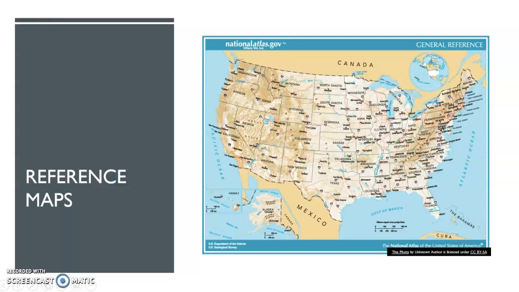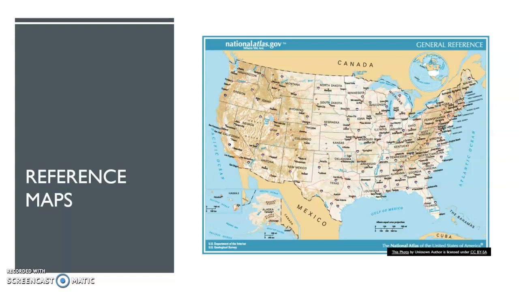So reference maps are maps that have some kind of a purpose. They want to show us some specific bit of information. In other words, they want to provide a reference source for us. So they might show political boundaries or cities like the map on the slide there does, or it could be something like factories or things like that. But the important thing is it's focused on a specific type of information.